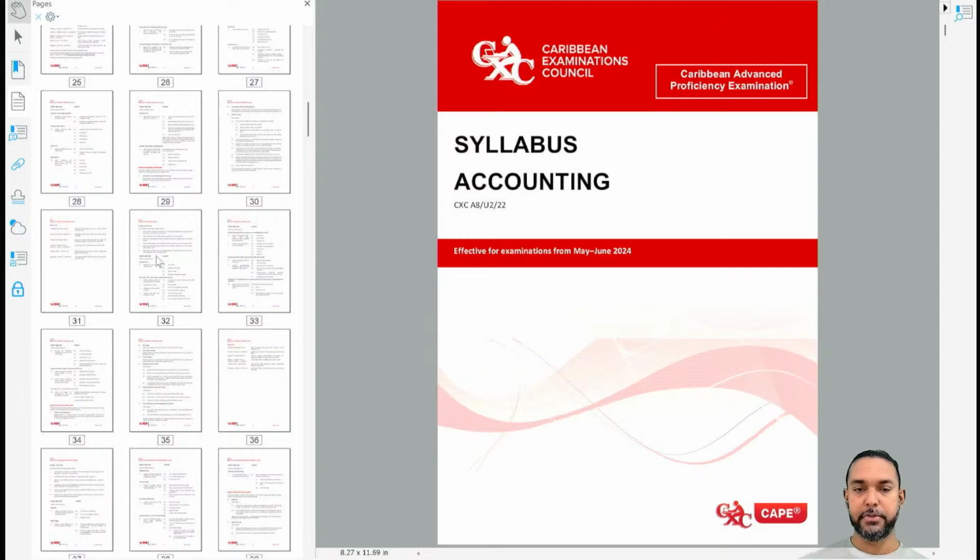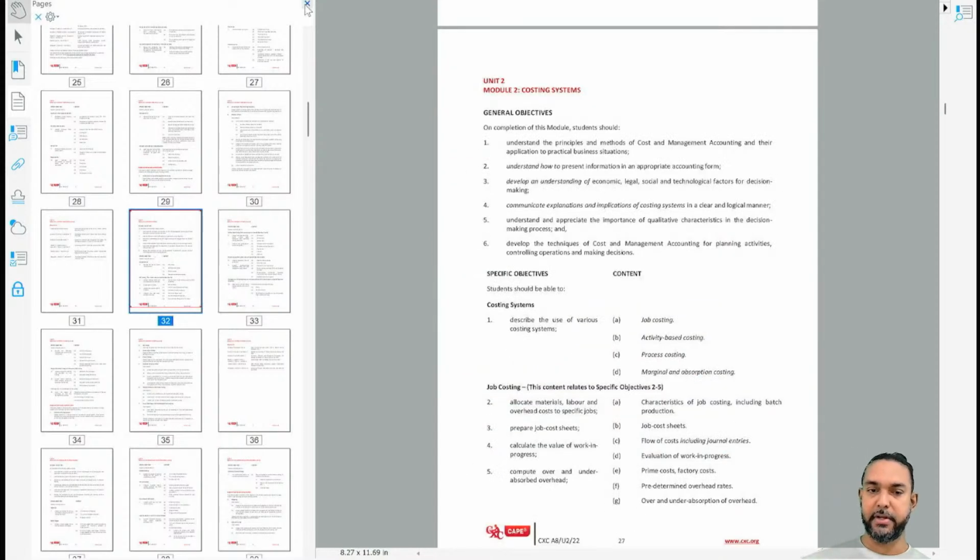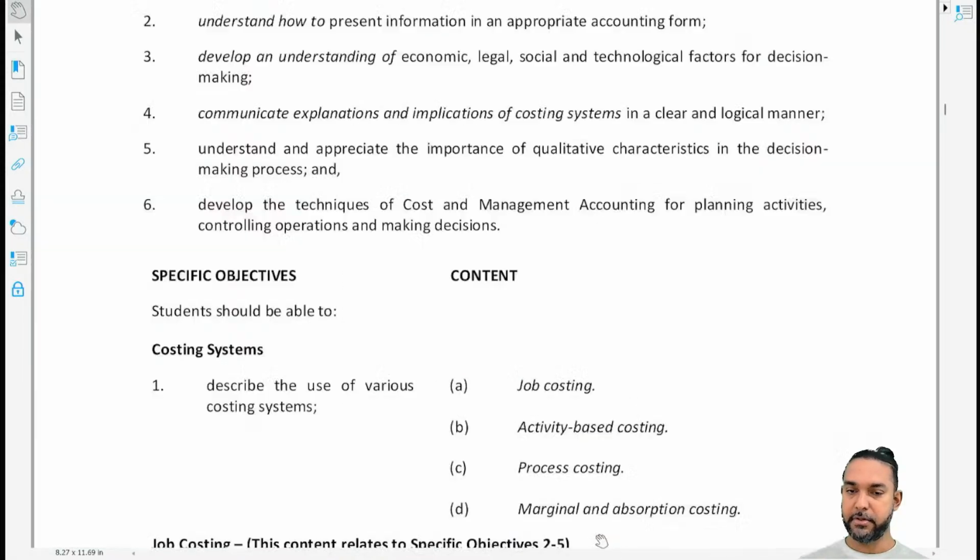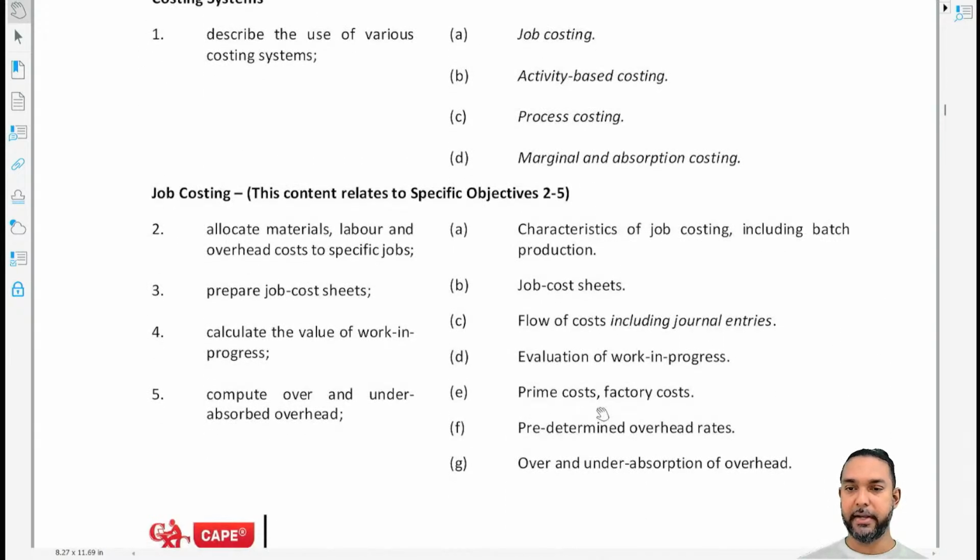Go down to Unit 2, costing systems. There you go. We're going to zoom in. All right. Job costing. This content relates to specific objectives 2 to 5. Allocate materials, labor, and overhead costs to specific jobs. So we just kind of did that in that question there.